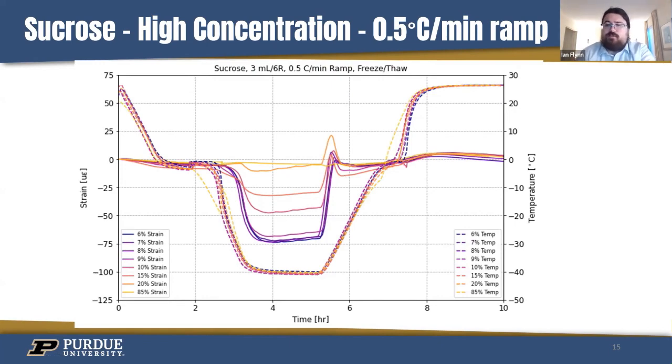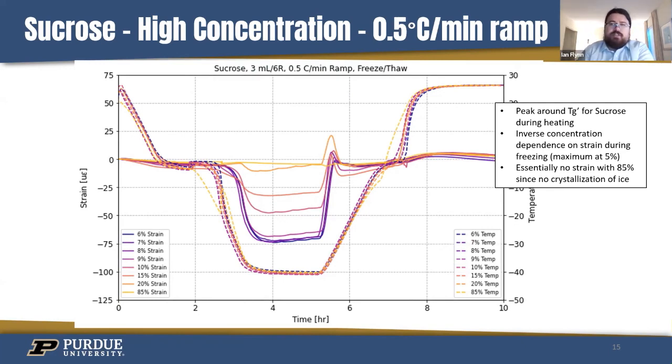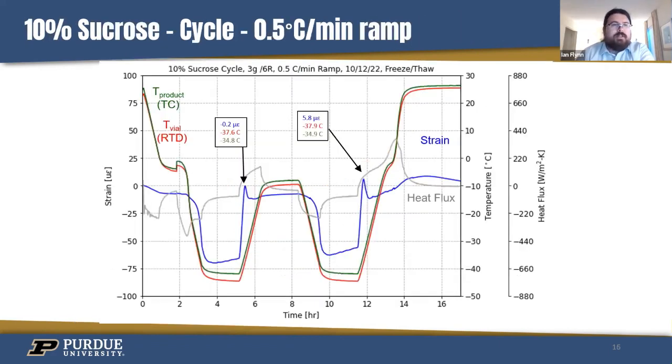So that's as expected. So the main takeaways we get from this is there's a peak around the glass transition for sucrose during heating, again, for most of these formulations, the only exception being 5%. And there's an inverse concentration dependence on strain during freezing with a maximum at 5%, once you get above that value. And we see essentially no strain with the 85% since there's no crystallization of ice.